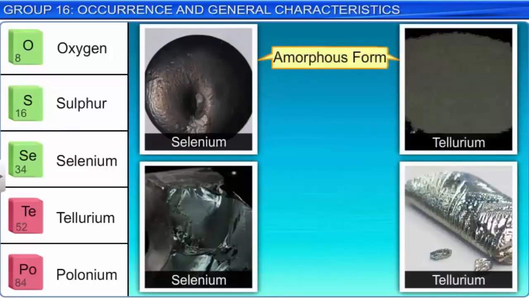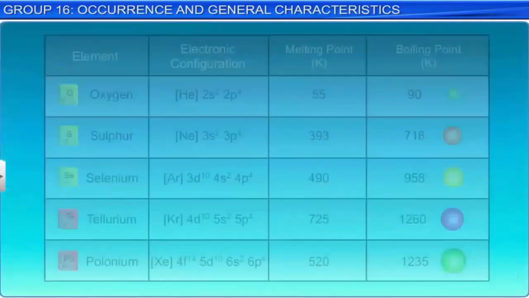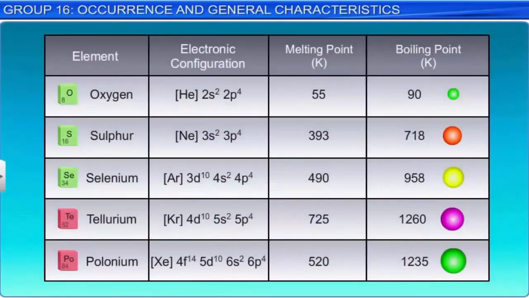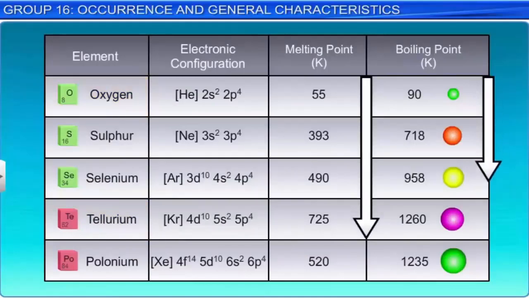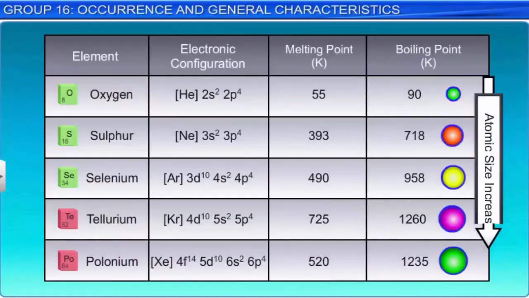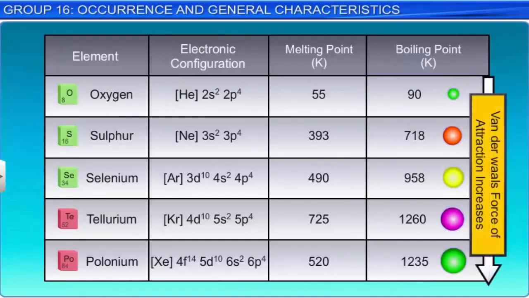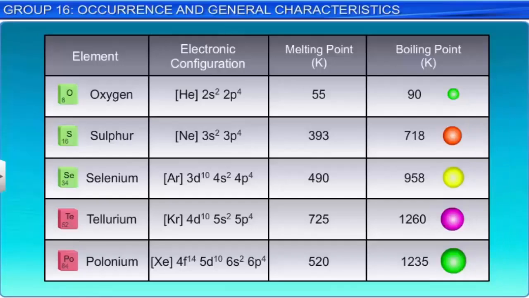The melting and boiling points of the elements of group 16 increase from oxygen to tellurium as their atomic size increases. This is because, as their atomic size increases, the van der Waals force of attraction between the atoms increases. However, the large difference between the melting and boiling points of oxygen and sulfur may be explained by the fact that oxygen exists as a diatomic molecule, while sulfur exists as a polyatomic molecule.